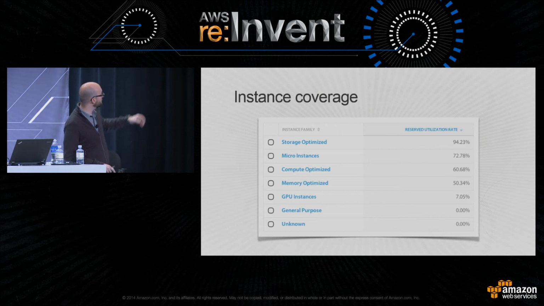So in this case, I'm looking at this just purely based on instance family. Storage optimized, I've got like 95% coverage. On GPU intensive instances, we're down to 7%. So if I were looking to make some tactical buys, I would probably look to shore up stuff on the lower end of that GPU and memory and compute and leave storage alone at some level because we're already at a really high coverage rate. So instance coverage is really important.